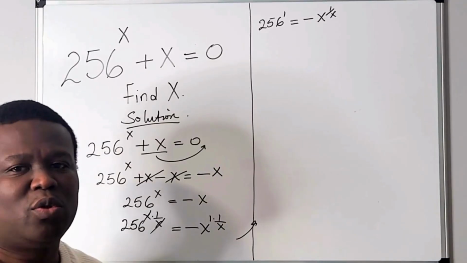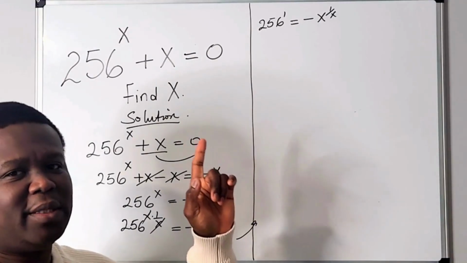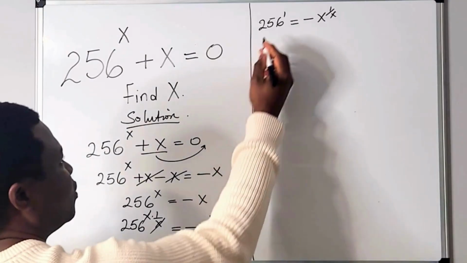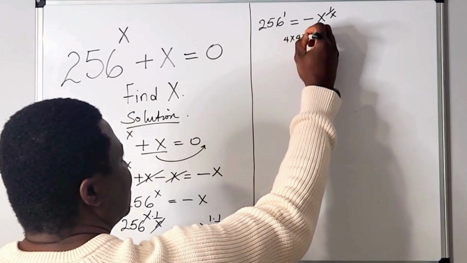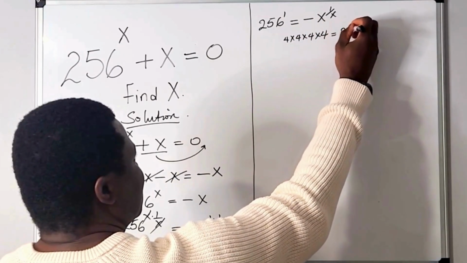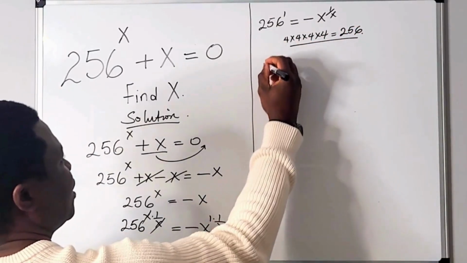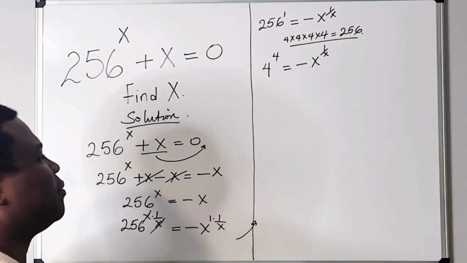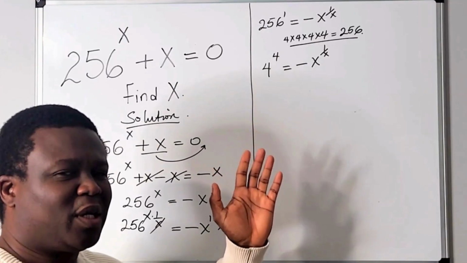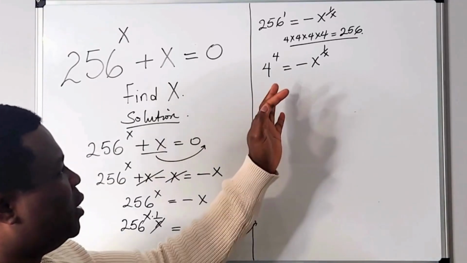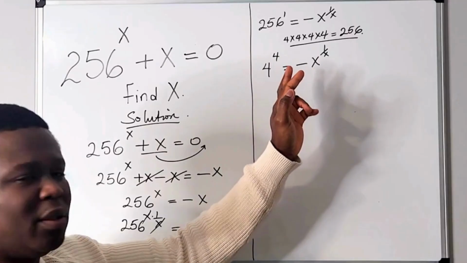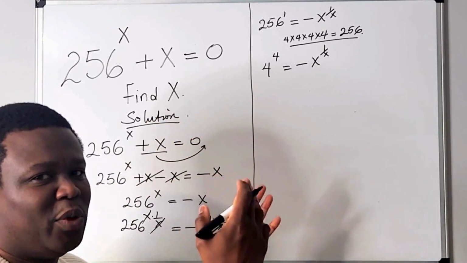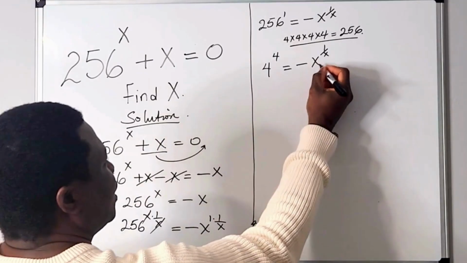Now let us break down 256. And mind you, we need to rewrite 256 in such a way that it looks like what we have on the right hand side. So we know that 4 times 4 times 4 times 4 will give us 256. Okay? So now this becomes 4 raised to the power 4 equals minus x raised to the power 1 over x. Now this is looking close. The left hand side is looking close to what we have on the right hand side, but we're not there yet. So we need to continue to manipulate the right hand side, okay? So that at the end of the day, both left hand side and right hand side look similar, okay?